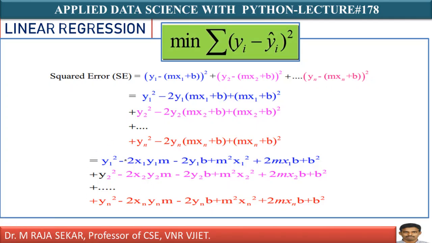Now, what do I have to do? Let me simplify this one. How can I simplify? My actual value, and always understand my actual value, is y1, my predicted value is y1 cap. Anyway, what does it mean? y1 cap means mx1 plus b, that I already discussed.